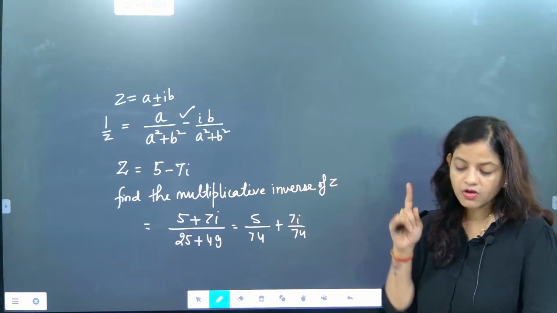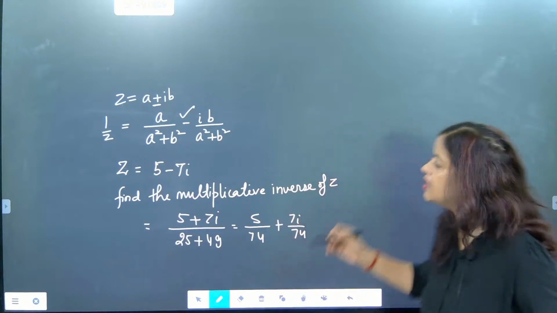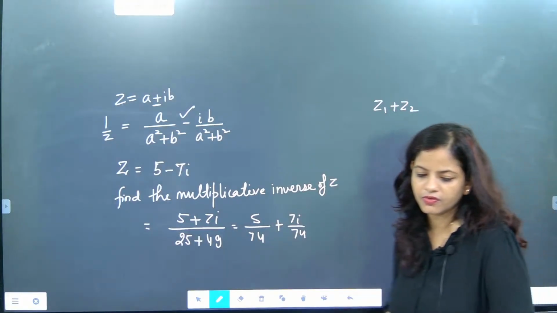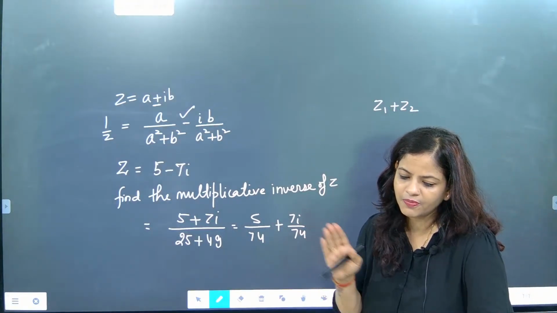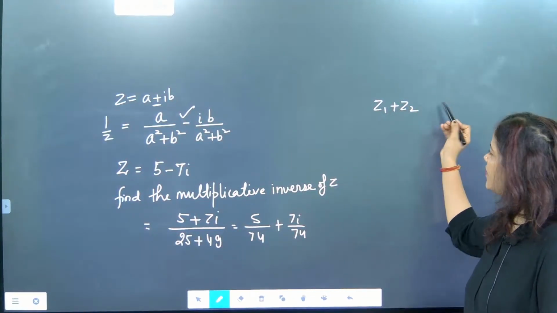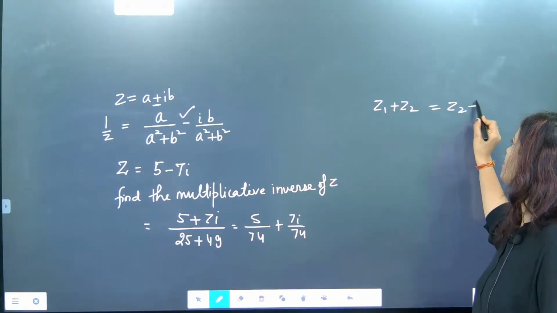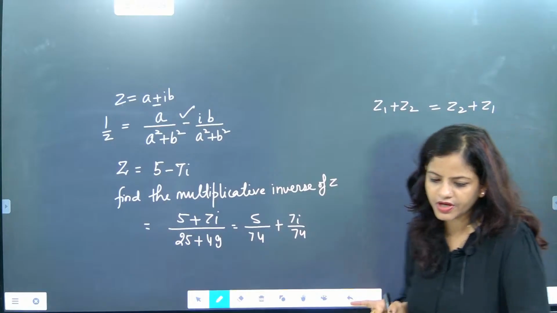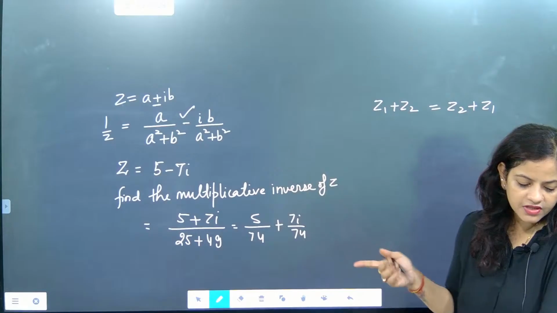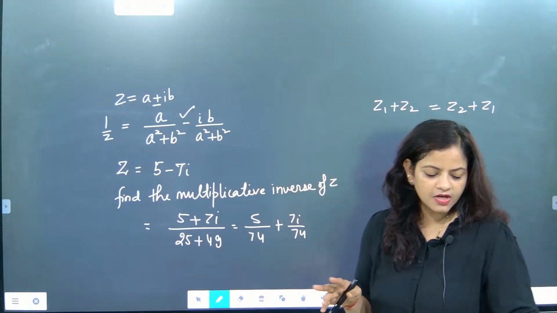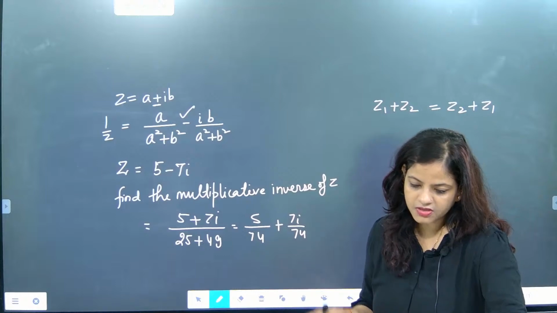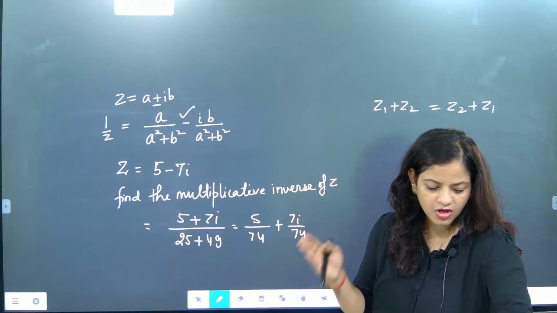The properties of addition of complex numbers. When two complex numbers are added, the commutative property, which you already know now: A plus B is equal to B plus A. So when you are writing complex numbers, addition is commutative. I'm discussing everything one time, and after that we will start solving questions. So when we talk about complex numbers, addition is commutative.